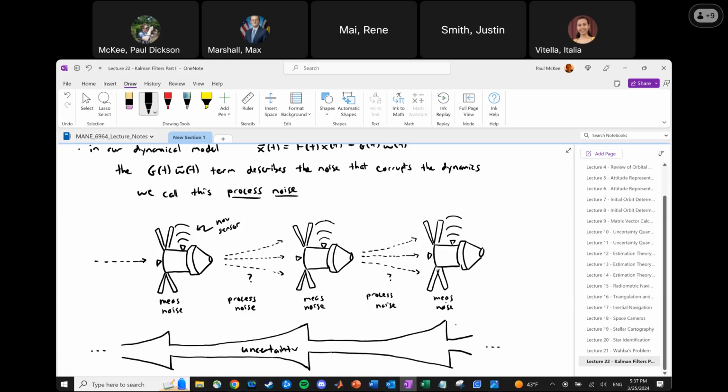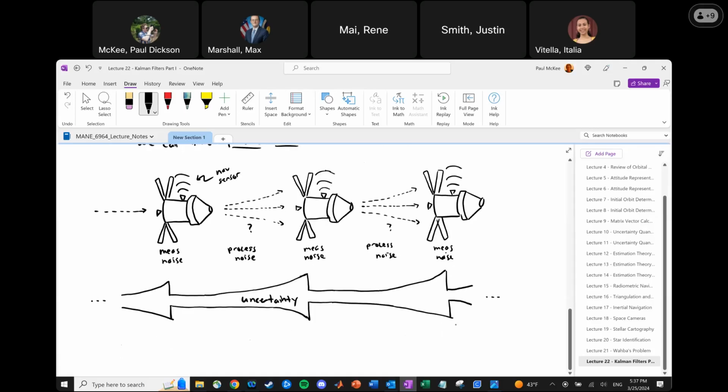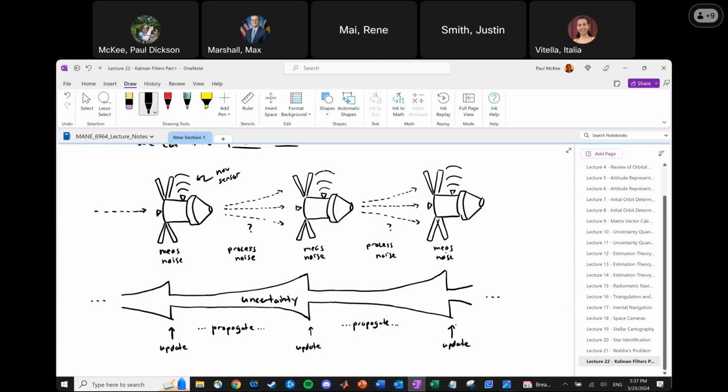uncertainty over time. And if I scroll down a little bit further, this right here is the update step, whereas all of this is the propagate step. And then all at once, we have the update step, and then the propagate step, and then the update step again. So this is the big diagram for Kalman filter.